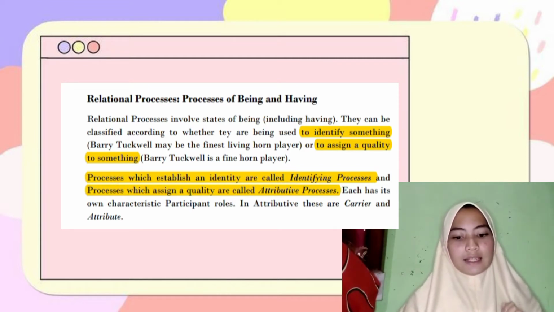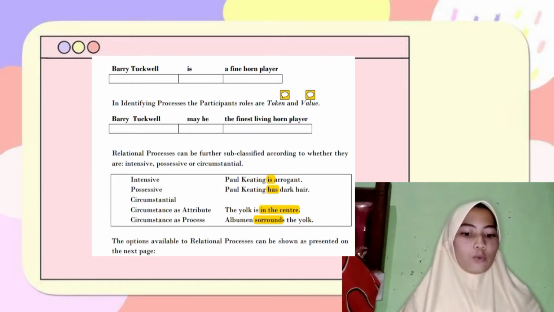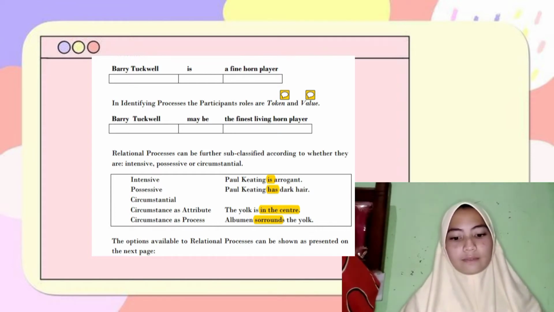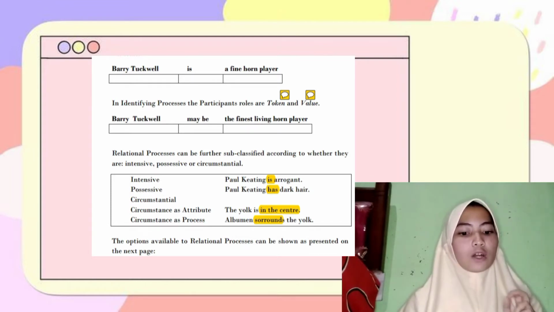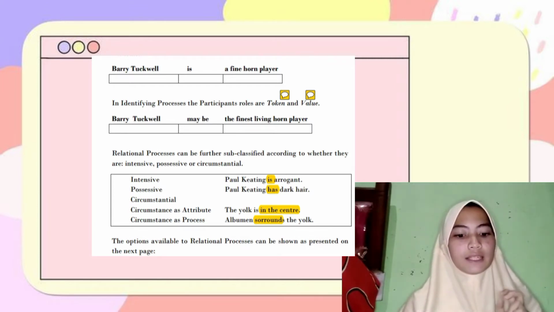Each has its own characteristic participant roles. In attributive, these are carrier and attribute. For example, Barry Tuckwell is a fine horn player. In identifying processes, the participant roles are token and value. Barry Tuckwell may be the finest living horn player.